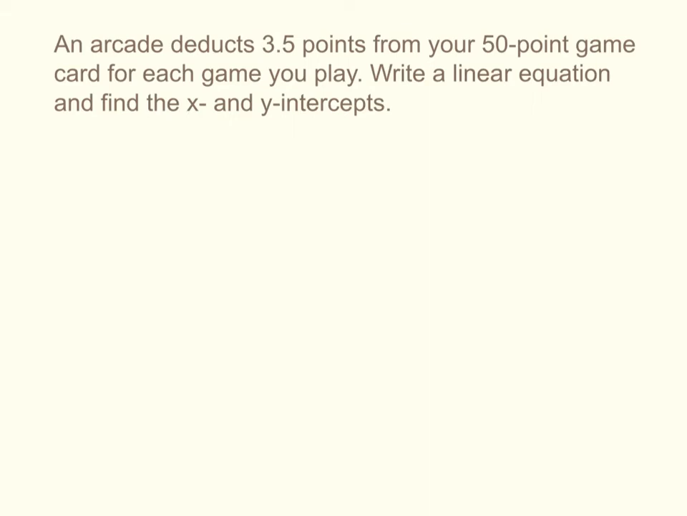Okay, this is our last example, and it says, an arcade deducts 3.5 points from your 50-point game card for each game you play. Write a linear equation and find the x and y intercepts. So you're going to create an equation just like you did in the last chapter, but now we're just not going to solve that. So we're going to say y equals, we're just going to create an equation in slope-intercept form. The word deducts means to take away.